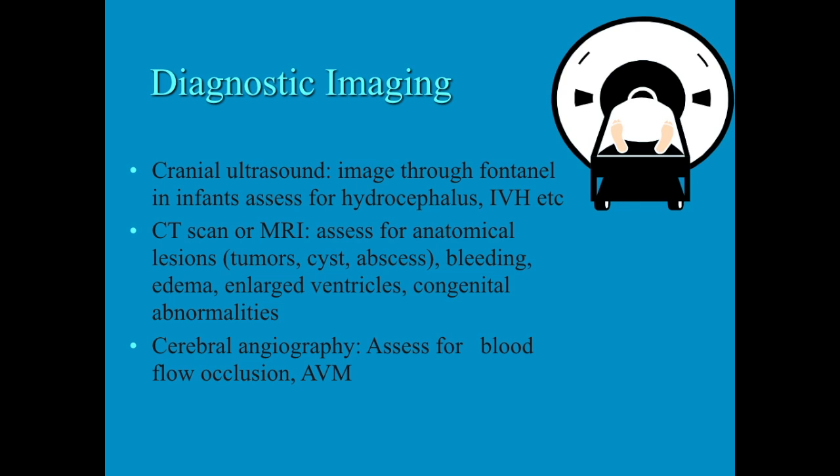CT scans, or MRIs, are also good at looking at tumors, cysts, and abscesses. It can look at bleeding as well as the structures surrounding the bleed. They determine edema, not only the presence, but as well as the extent. Once again, ventricular enlargement can be detected, and then we see some of the congenital abnormalities.